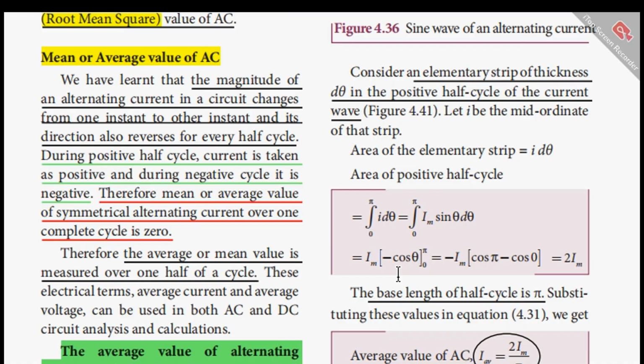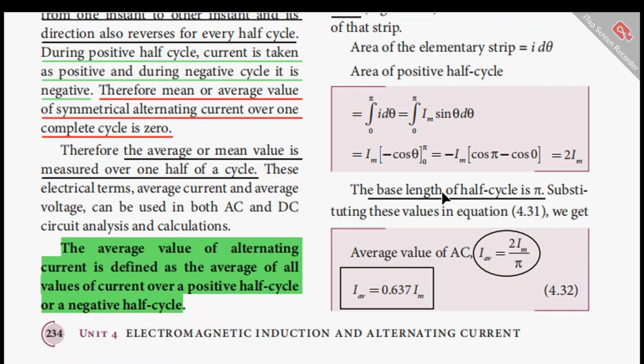So that is given by Im, taking it out and integrating sin θ dθ, we have minus cos θ, limits 0 to π. That's given by minus Im (cos π minus cos 0). As cos 0 is equal to 1, we have 2 times Im, substituting these values. And the base length of the half cycle is π, and substituting these values in equation 4.31, we have the average value of the alternating current as I average equal to 2Im by π.